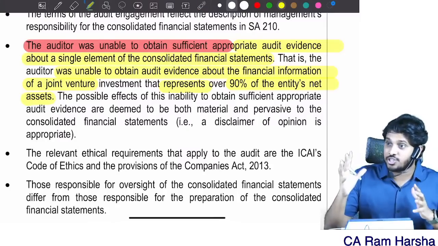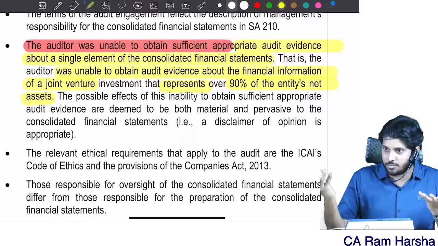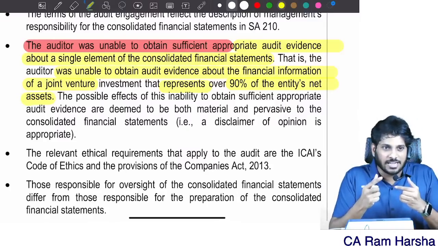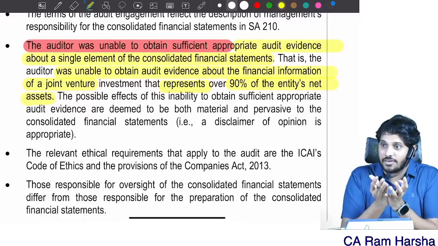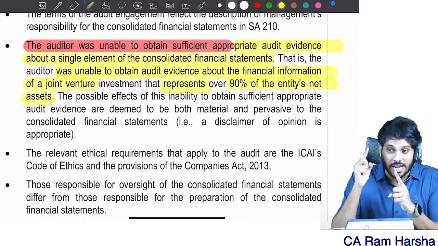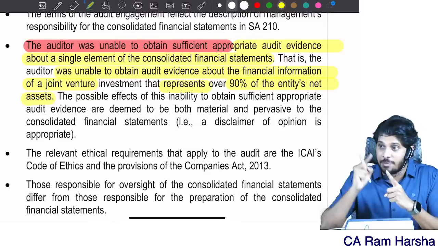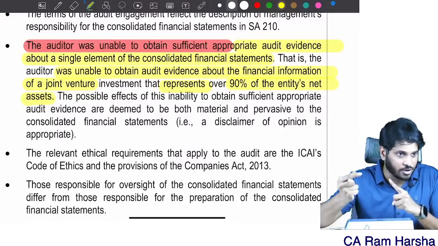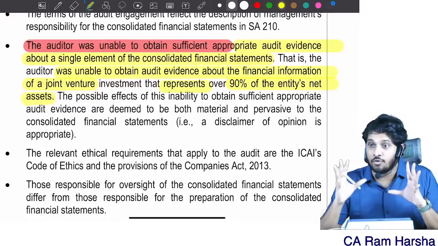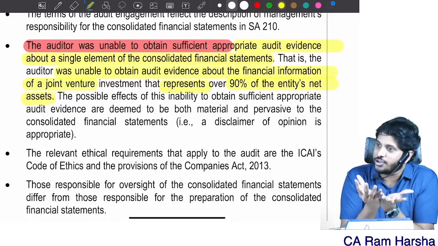For a substantial portion, you did not get evidence. For a substantial portion, you don't know what it is. Can you give an opinion on the financials ignoring the substantial portion? You can't. As a whole on the financials, you can't. Remember, on financial statements, we have to give an opinion as a whole. We will not give an opinion separately on the balance sheet. We will not give an opinion separately on the P&L, separately on cash flow. No. We will give an opinion as a whole on the financial statements. Are you getting it?